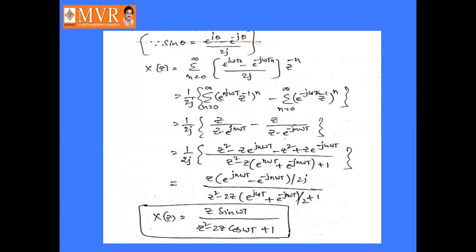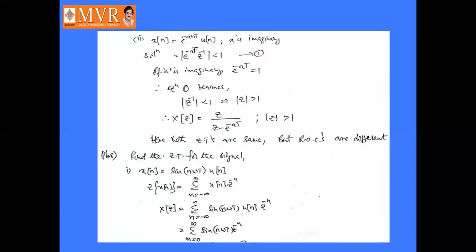Or we can write this as z into e power j n omega t minus e power minus j n omega t by 2j by z square minus 2 into e power j omega t plus e power minus j omega t by 2 plus 1. Since e power j omega t plus e power minus j omega t by 2 is nothing but cos omega t. So it is equal to z into sin omega t by z square minus 2z cos omega t plus 1. So this is the z transform for the function x of n is equal to sin omega t into u of n.